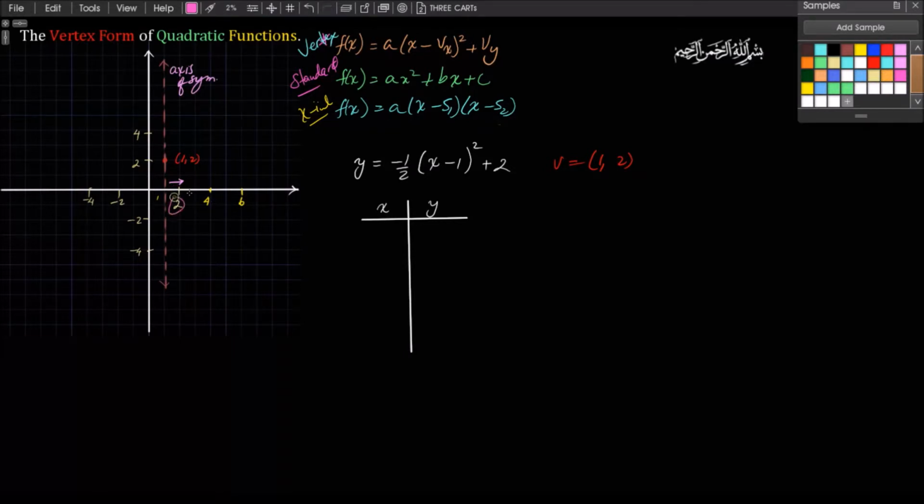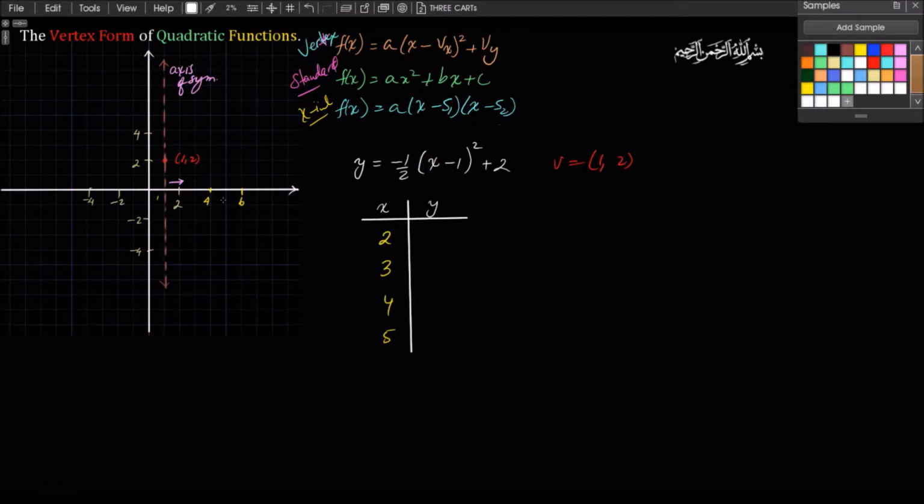You can pick 2, you can pick 3, you can pick 4, you can pick 5, you can pick 6, etc. But sometimes a little foresight is very helpful here because there's a fraction, and certain x values will be more user-friendly than others. I'll show you what I mean.